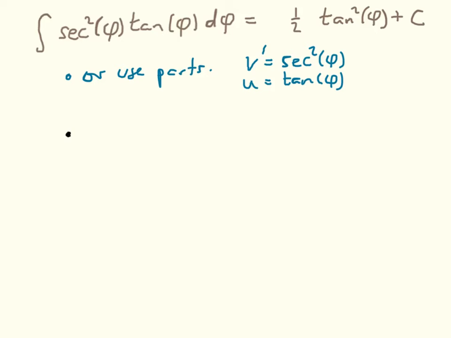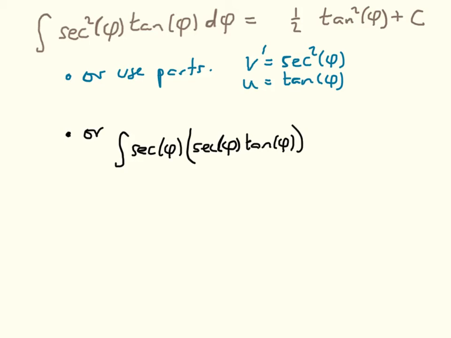So another way would be to say, why don't we write our integral as sec of phi times sec of phi tan of phi. I'm going to put brackets all around those last two terms and then integrate this with respect to phi. And the reason I've written it this way is that the derivative of the secant function is the secant times the tangent. So this is actually very, very similar to this.